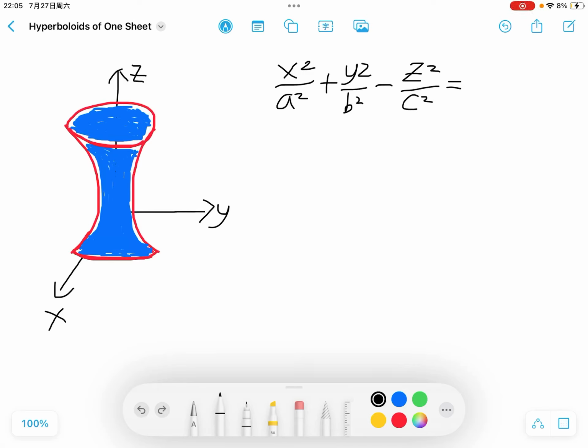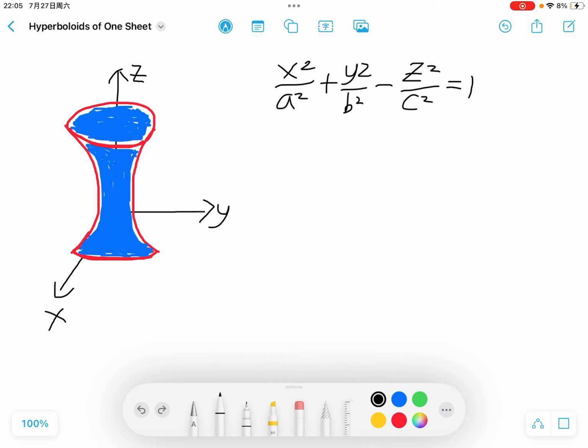Okay, so today we're going to talk about hyperboloids of one sheet. So we have this equation here. This is an equation of a hyperboloid of one sheet. And as you can see, it has three variables, x, y, and z. So a, b, c are just constants.